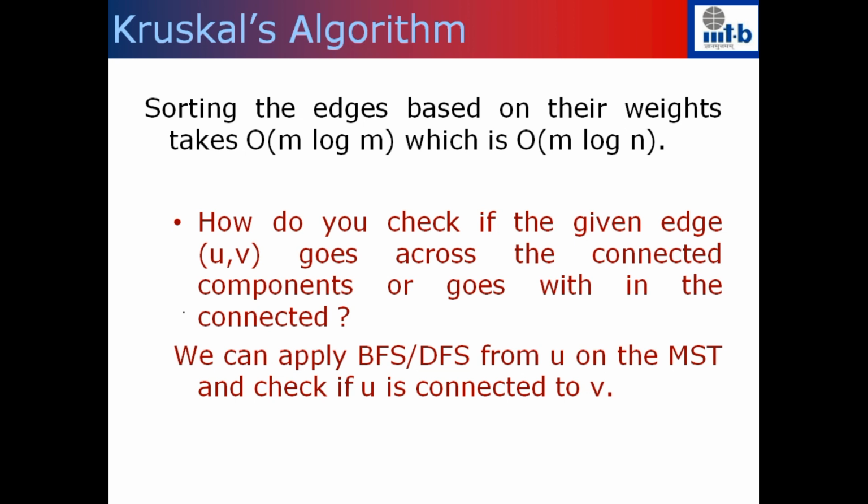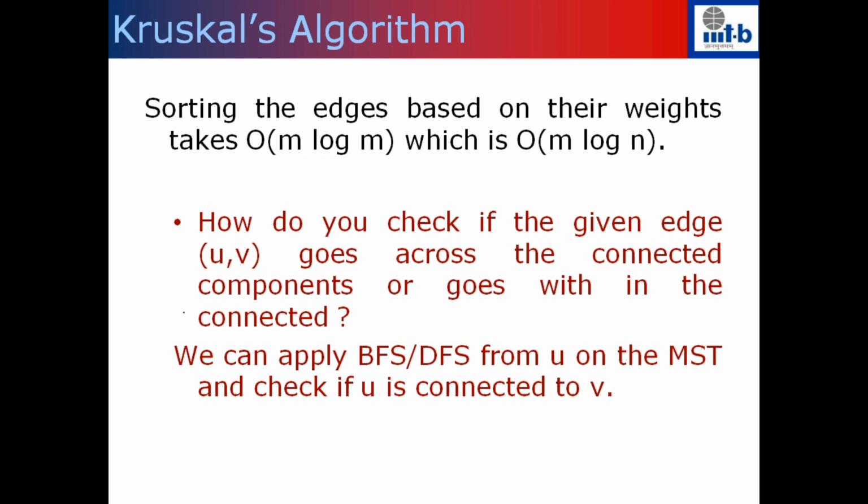How do we check if the given edge goes across connected components or goes within the same connected component? One brute force way of doing it is to apply DFS or BFS from u in the current MST that you have, and if u is connected to v, then it goes within the same connected component. Initially in the iterative MST, all you have are isolated vertices, and you will be adding one edge at a time.